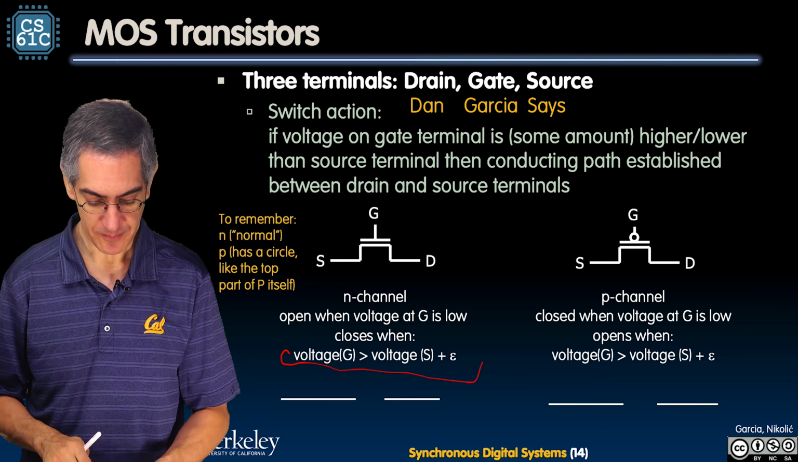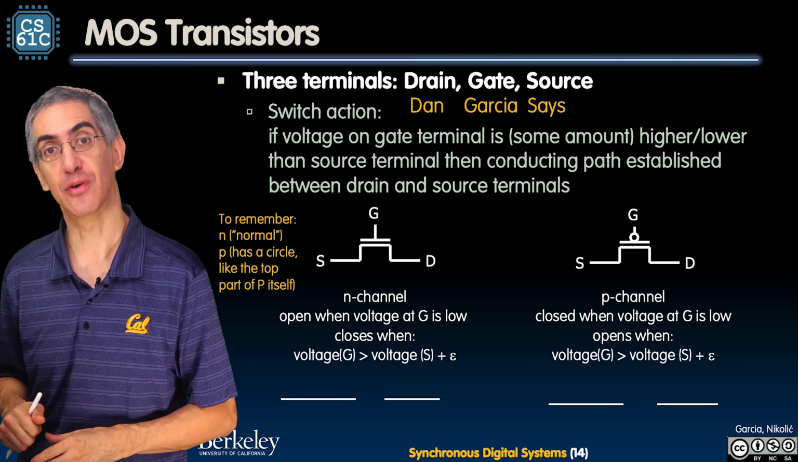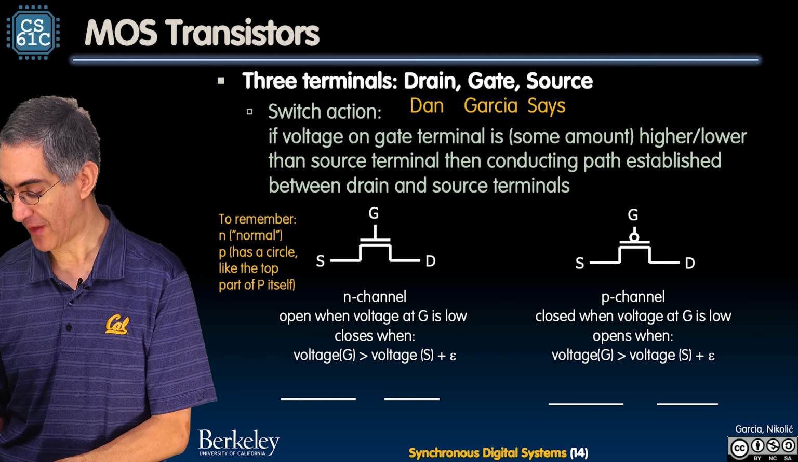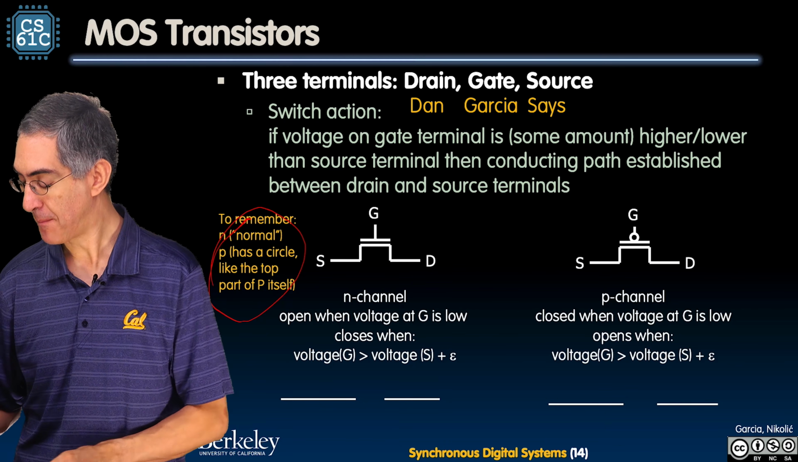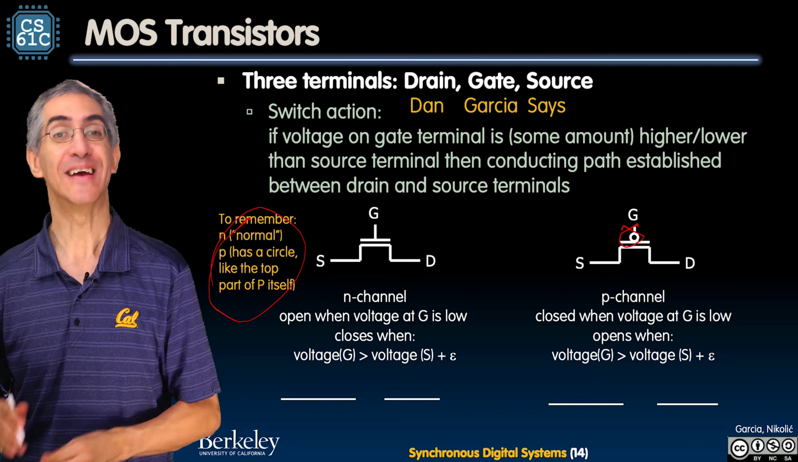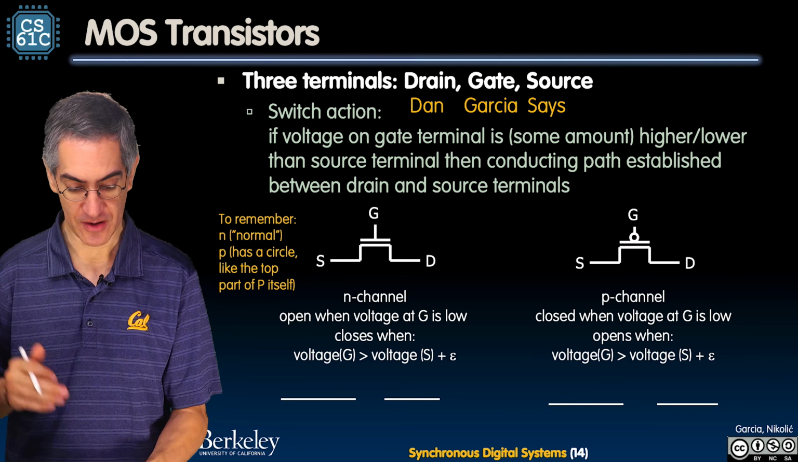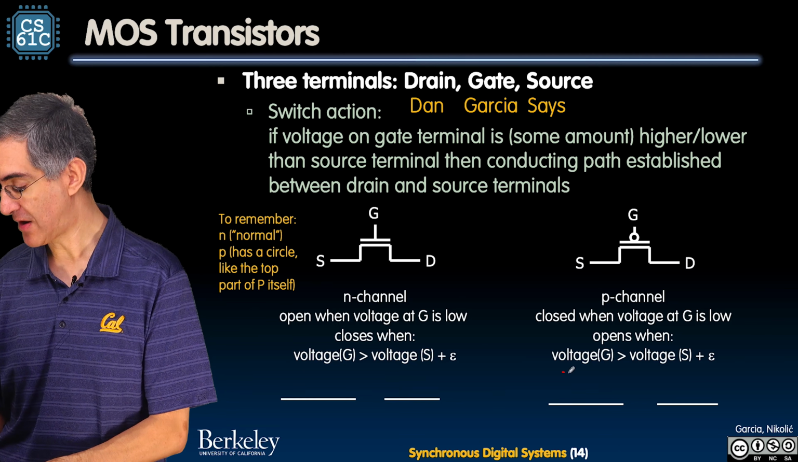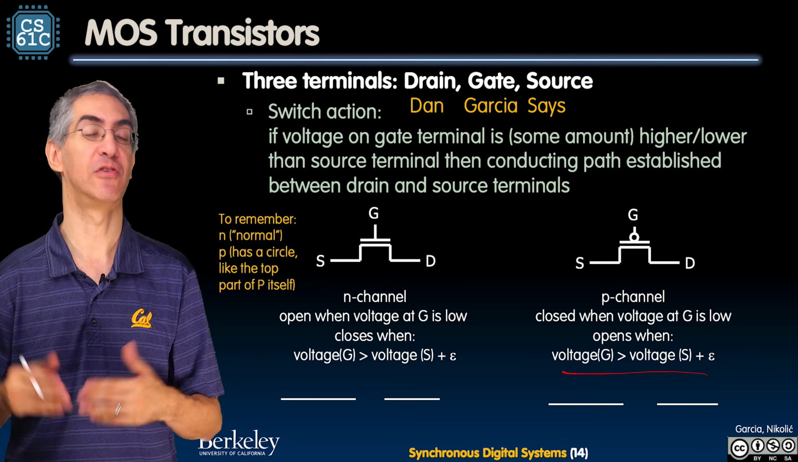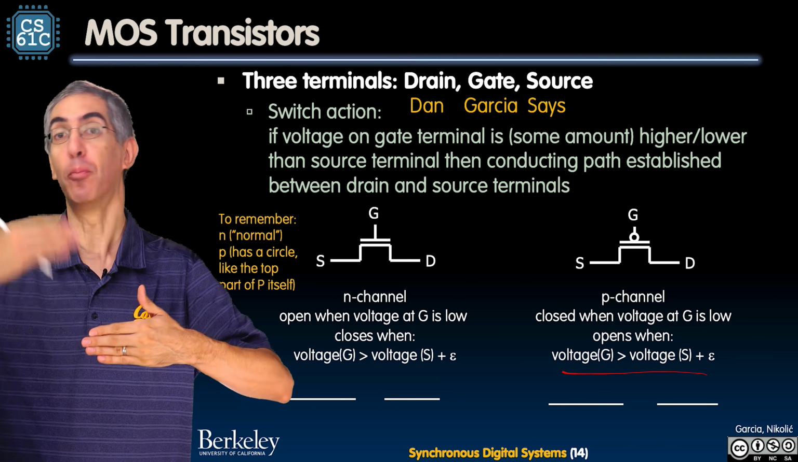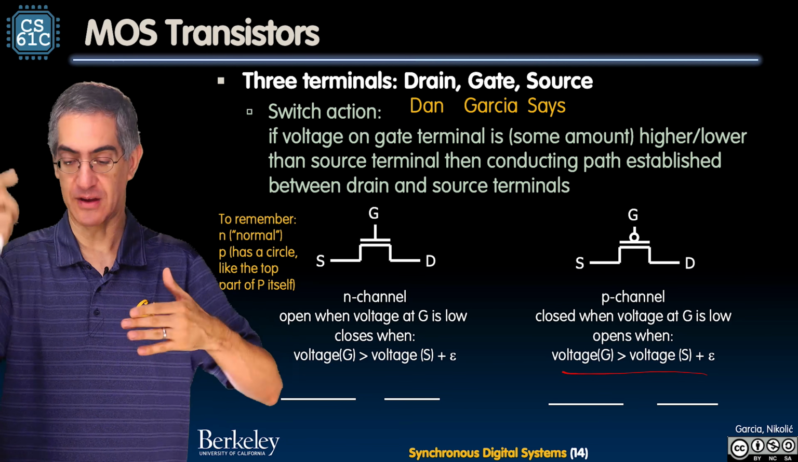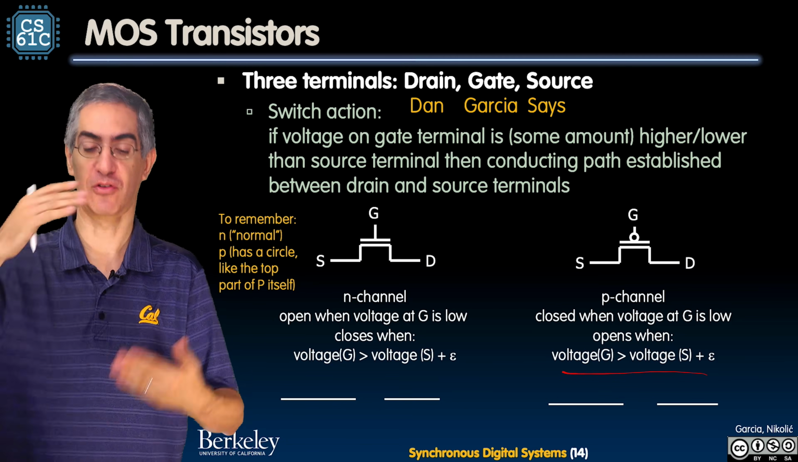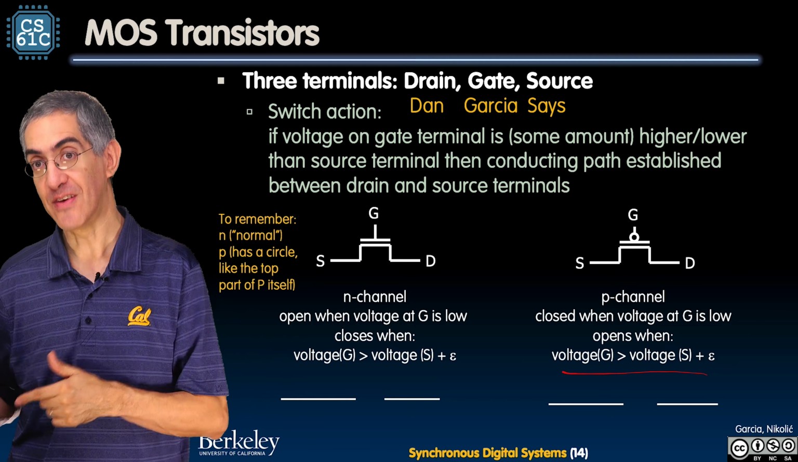Closed circuit. This is called an N-channel transistor, and I think of N as normal. That's the normal way of thinking about it. P, which has a circle, is the opposite. This is kind of like a complementary side of this. So P is the opposite. When the gate voltage is bigger than the source voltage, then it opens. So normally it closes: the gate voltage goes high, it closes the circuit. This is exactly the opposite.